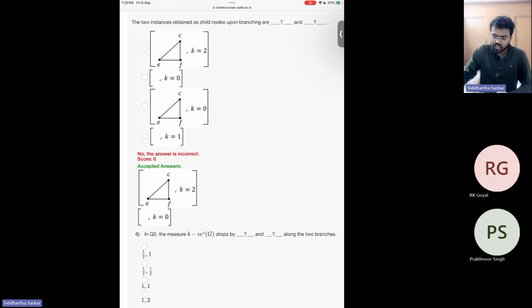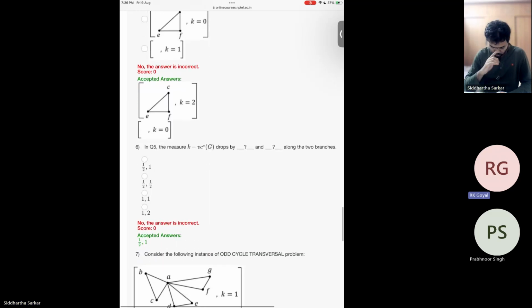minus what is VC star? VC star is again 0 because there are no vertices to which you will put these half integral fractional values. So K minus VC star itself is 0. But before you did the branching, K minus VC star was 1. So after branching, K minus VC star is 0. So the drop is 1 minus 0. So one is the answer. So half and one is the answer. So far, so good.